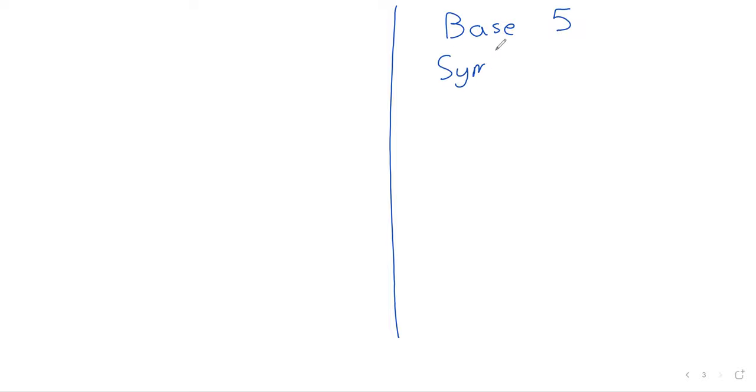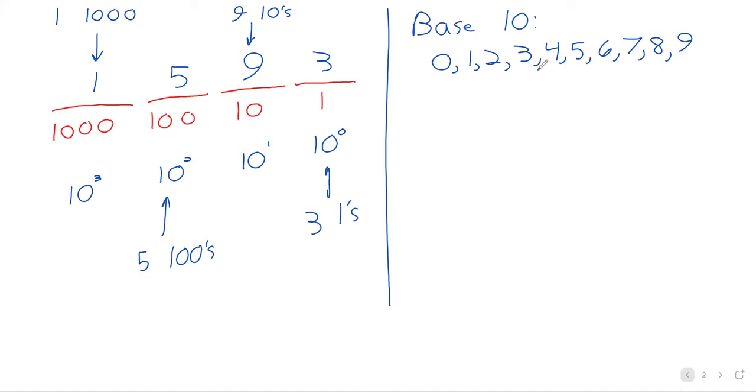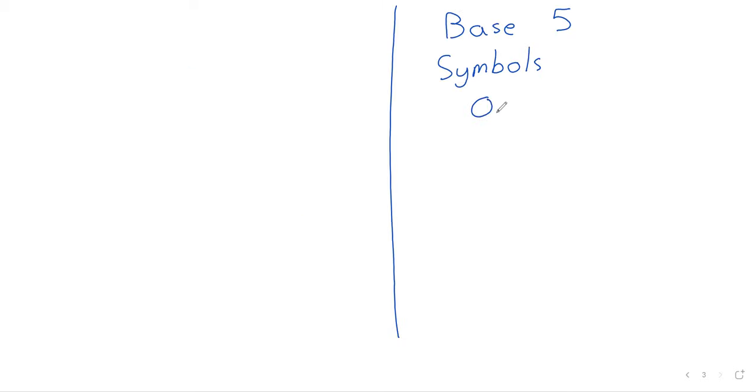Well, I have some symbols. When we're working in base 10, the symbols start at 0 and end at 9, so a kind of symmetry would suggest that our symbols here should start at 0 and end at 4. And then, just as with base 10, we have places, but we no longer have a tens place and a hundreds place and a thousands place. What would we have instead?